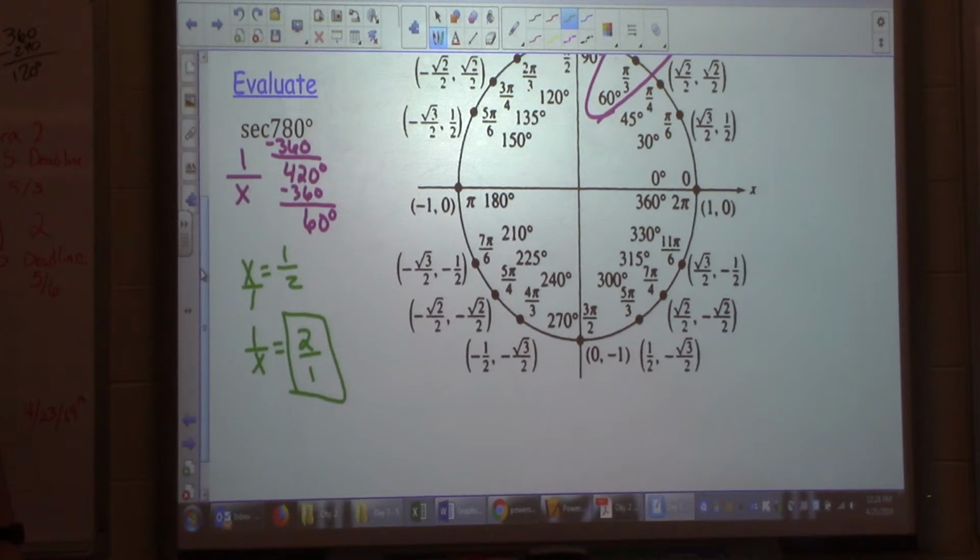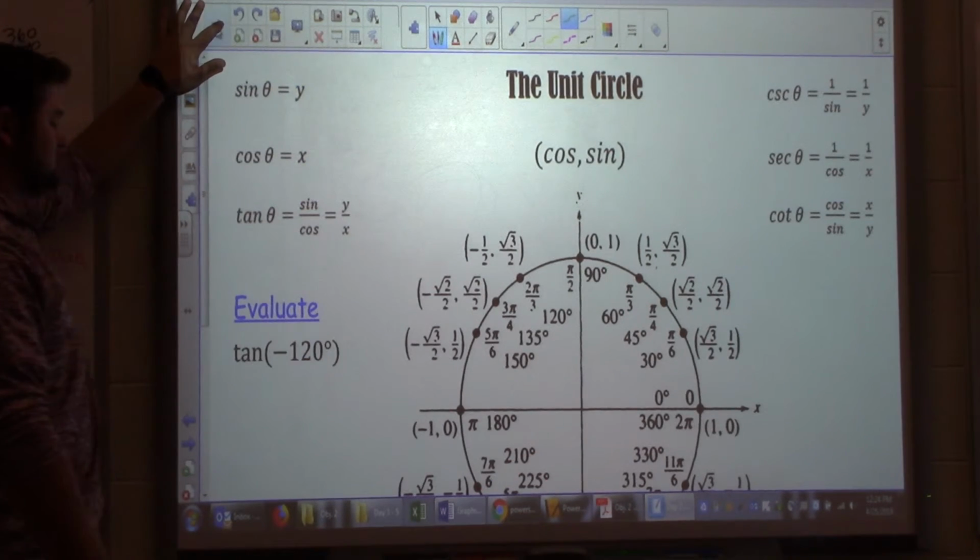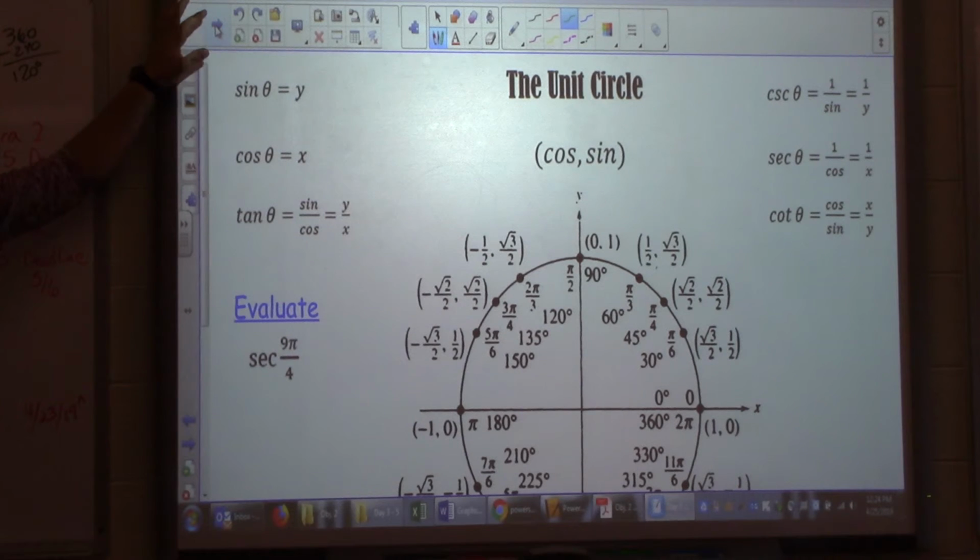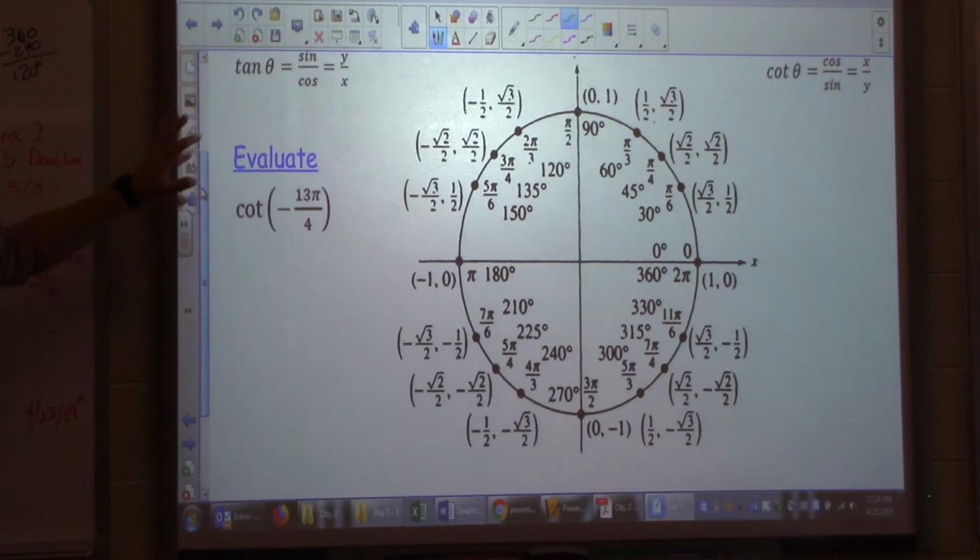Should we do 16? Sure, we can do that one. Let's do 16 quick, and that'll be the last one we have to do. 9 is a cotangent problem, and so is 16, so I'm just going to switch those. Instead of doing 9, we'll do 16, because that one's actually a good problem, because it has negative 13 pi over 4.